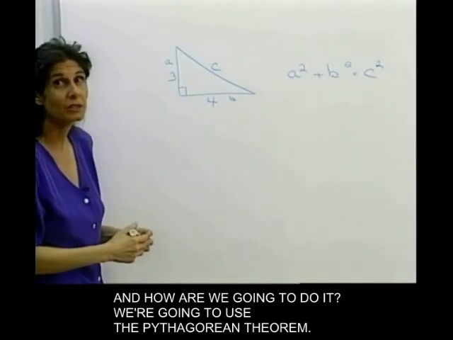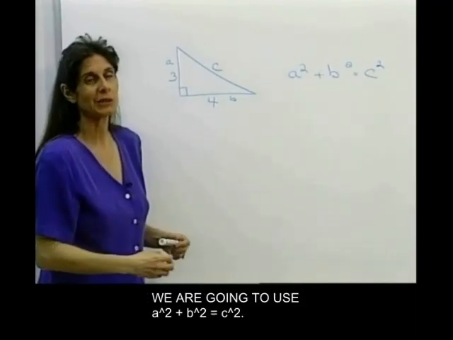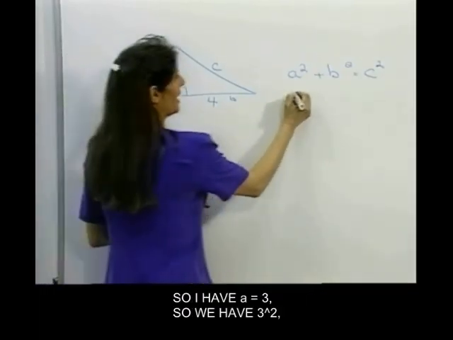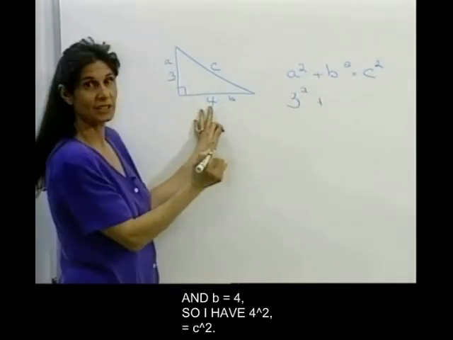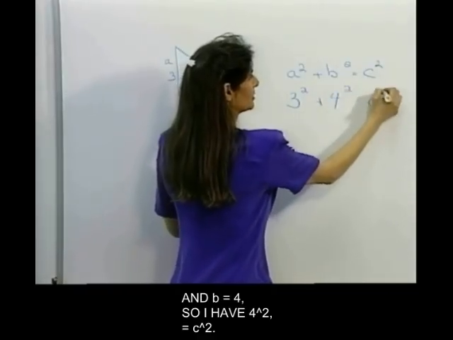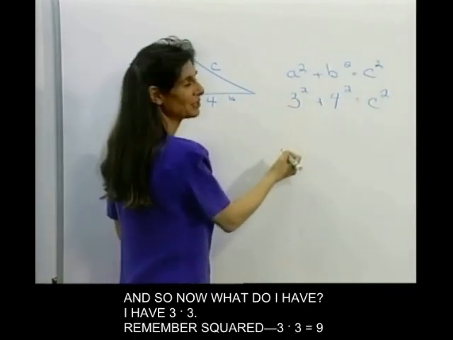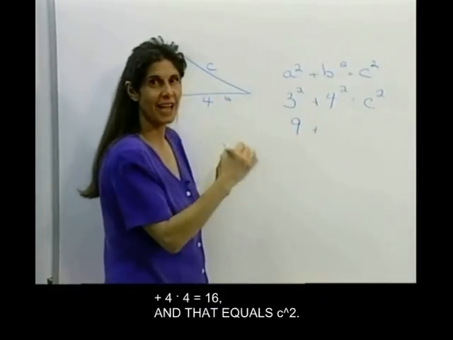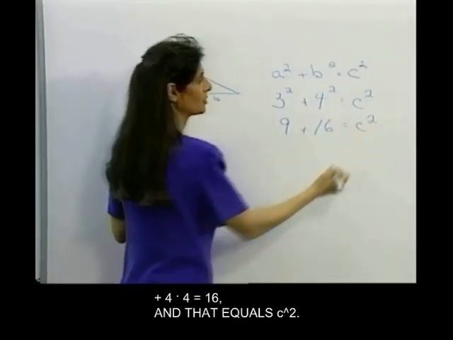And how are we going to do it? We are going to use the Pythagorean Theorem. We are going to use a squared plus b squared equals c squared. So I have a is 3, so we have 3 squared, and b is 4, so I have 4 squared equals c squared. And so now what do I have? I have 3 times 3. Remember squared? 3 times 3 is 9, plus 4 times 4 is 16, and that equals c squared.